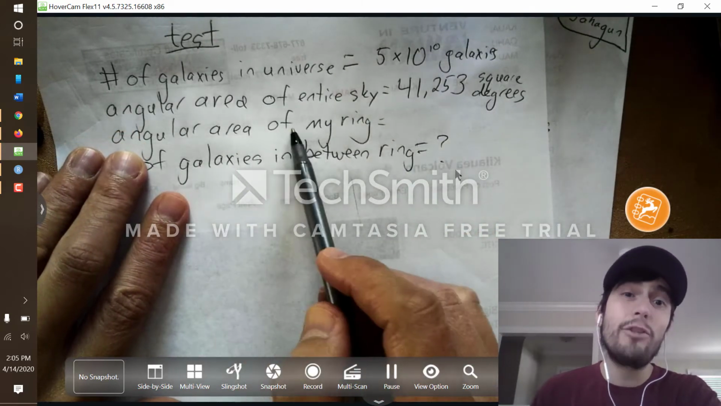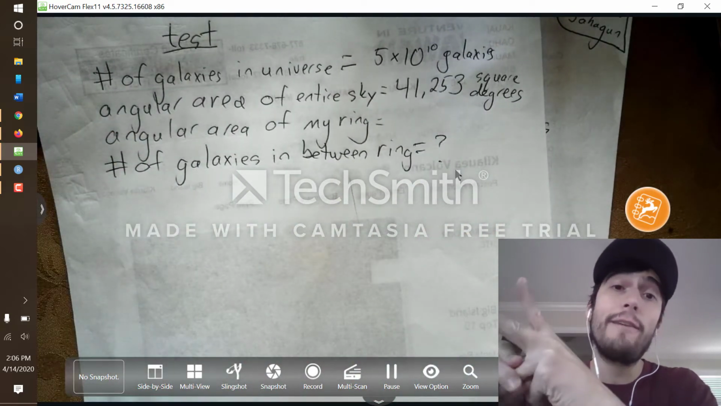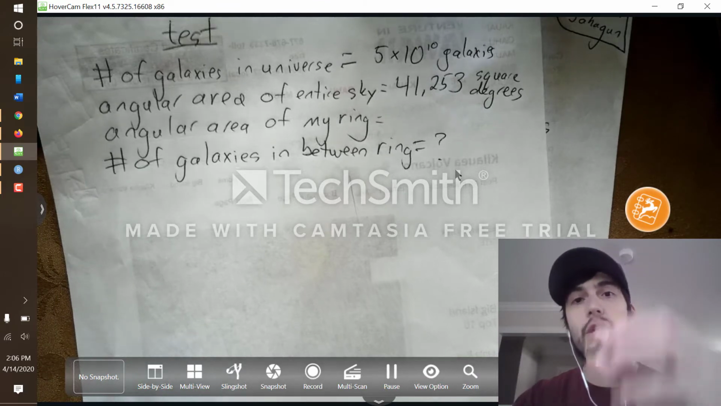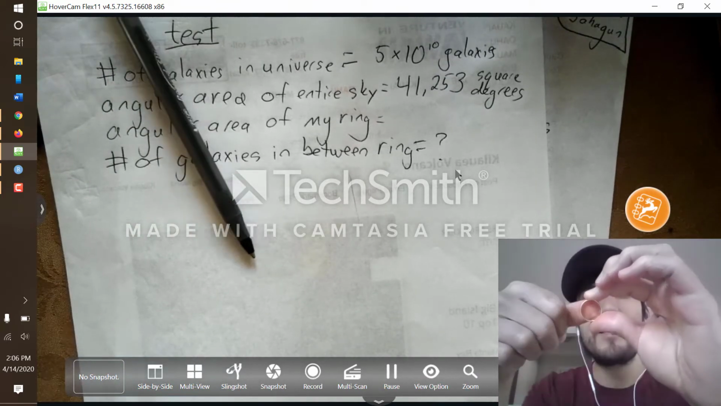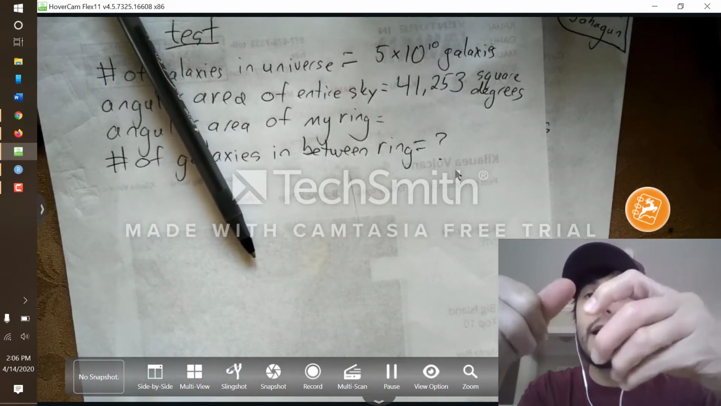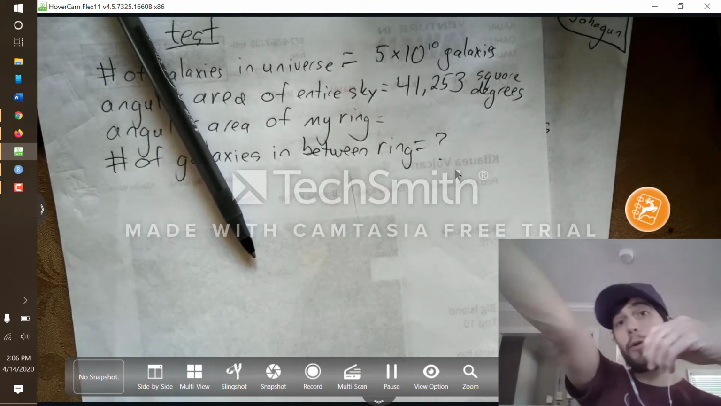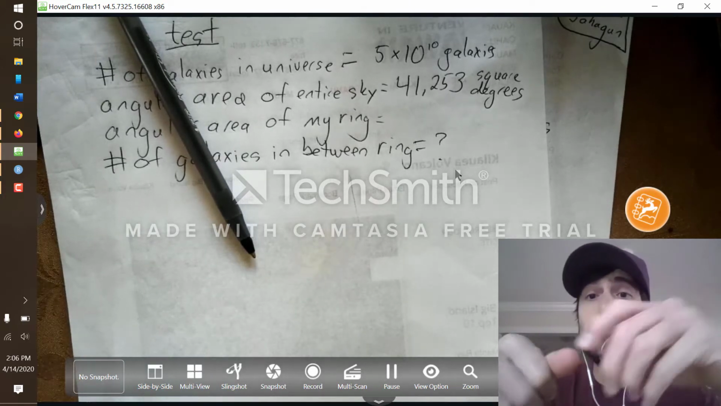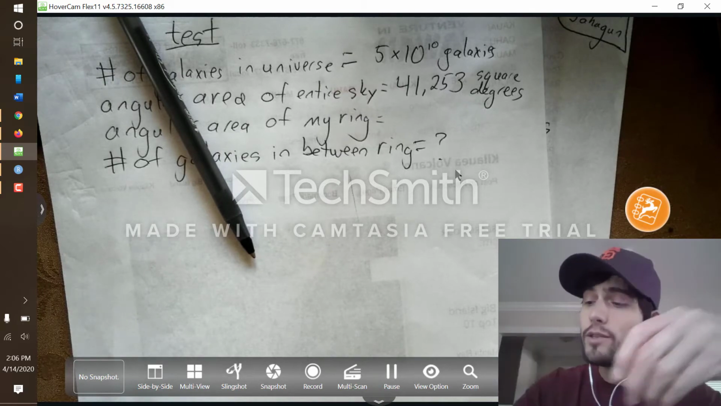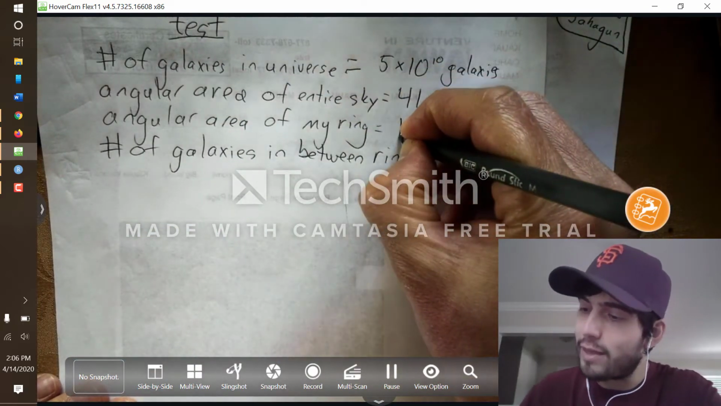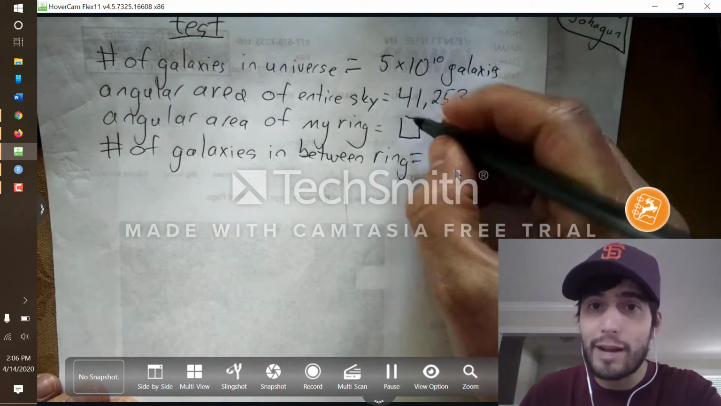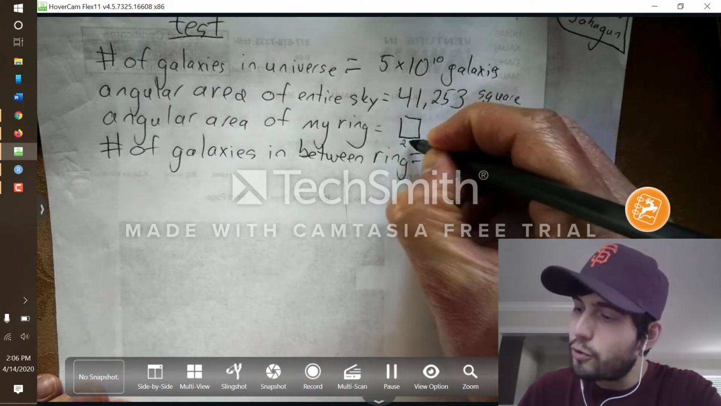Now the angular area of my ring, this one you kind of have to guesstimate. So whatever object you choose. So I notice my ring is roughly the same size as my thumb. And I know that from here to here, my thumb, if I hold it out at arm's length, is around 2 degrees, 2 linear degrees. So imagine this is my thumb. I know that's not my thumb, but imagine it is. So this is 2 degrees.